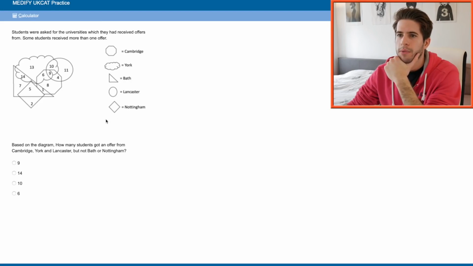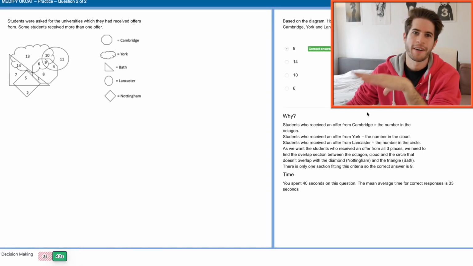So Cambridge is this octagon, I think, here. Cambridge and York. York is this bubble, so 6 and 9, and Lancaster, which is this circle, so it's just that little 9, but not Bath, so not that triangle down there, and not Nottingham, so not that little diamond there, so it's just 9. All right, finishing this day on a high note, got that question right.